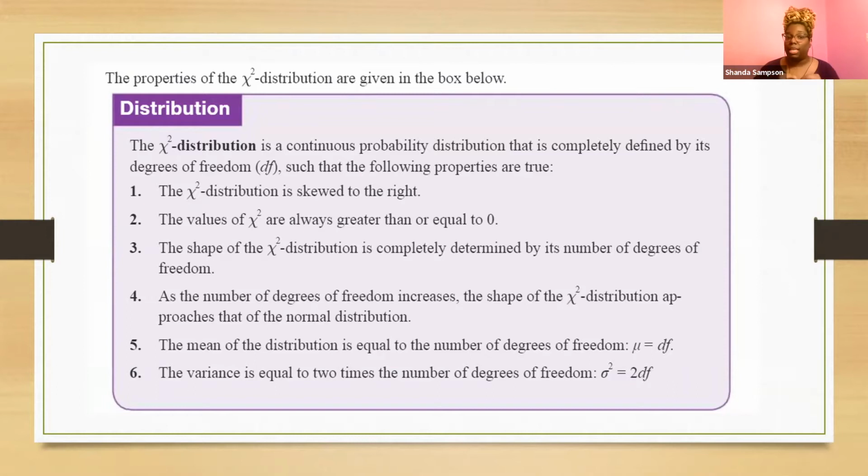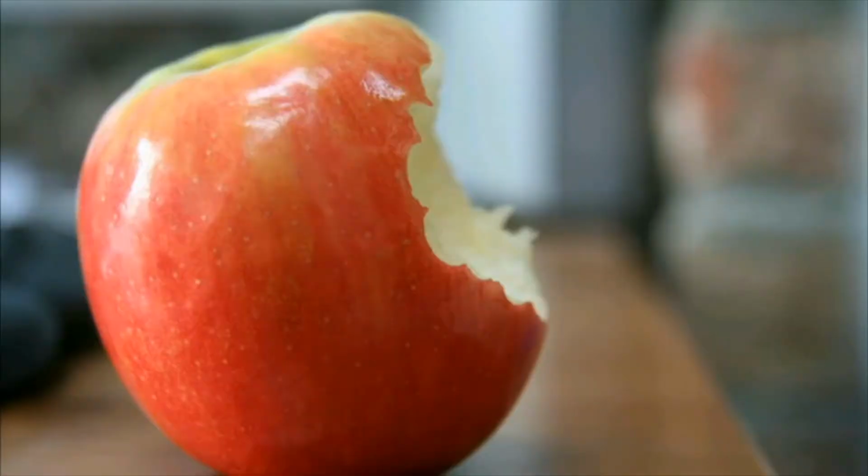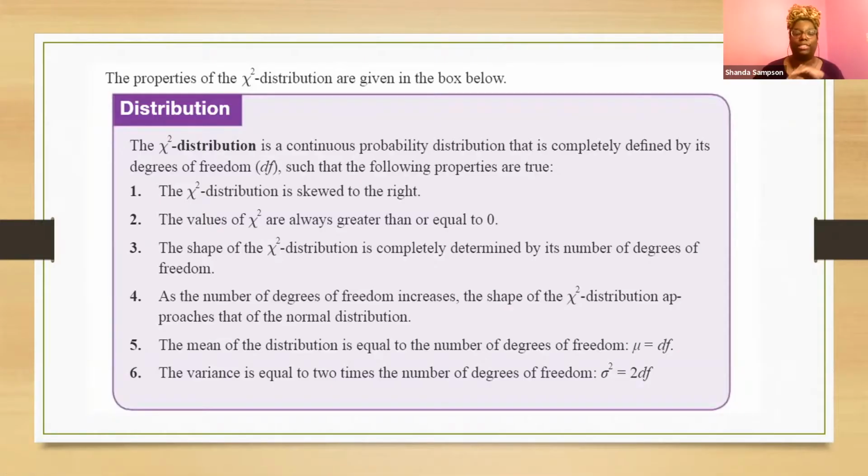The mean of the distribution is equal to the number of degrees of freedom. The mean of the distribution is equal to the number of degrees of freedom. And check this out, the variance is equal to 2 times the number of degrees of freedom. How you like them apples? That is our chi-squared distribution.